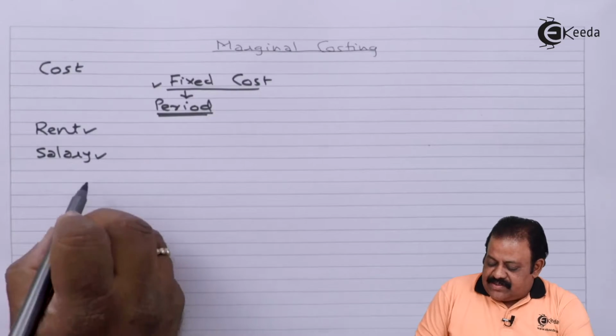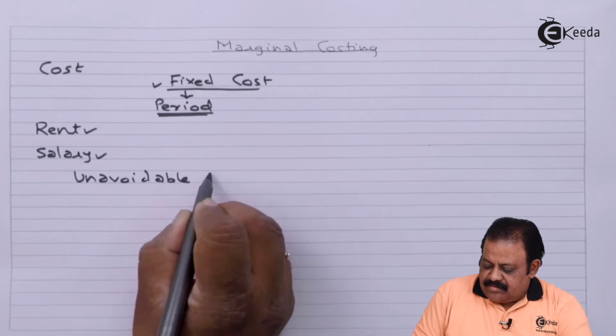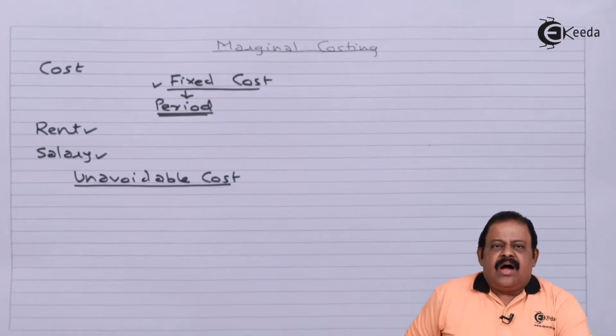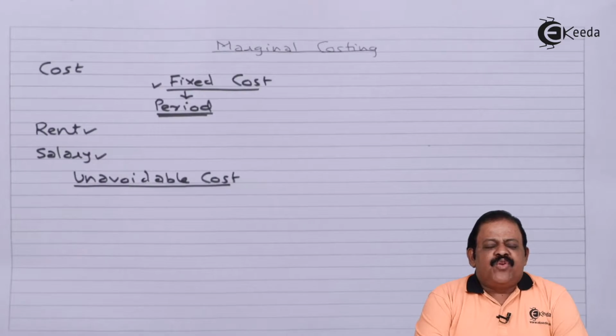Therefore it is called unavoidable cost. That means if you are continuing with the production, if you are running the business, if you keep your shop open, you are bound to pay fixed cost. You cannot avoid it.